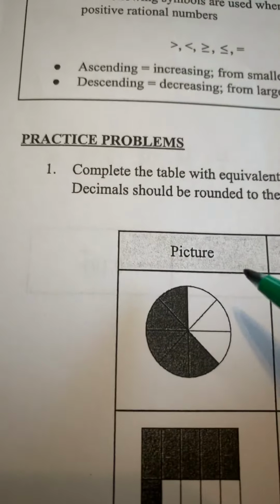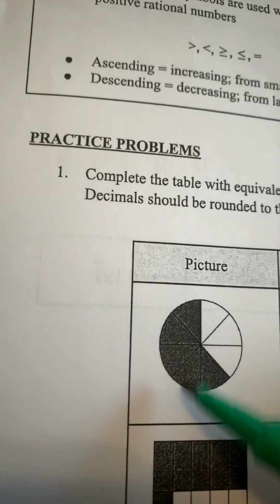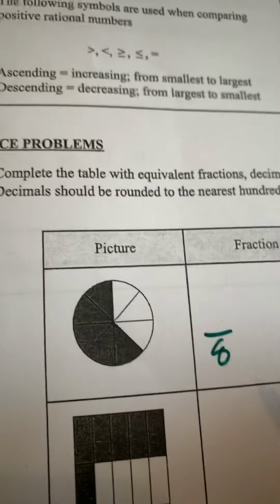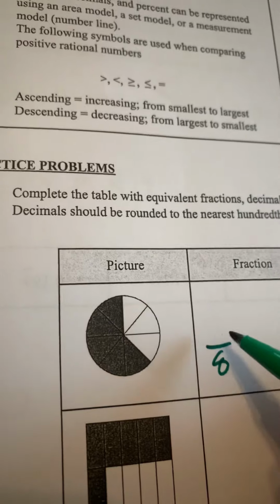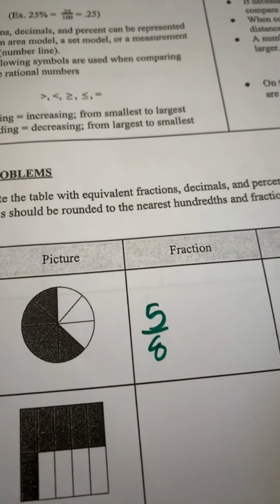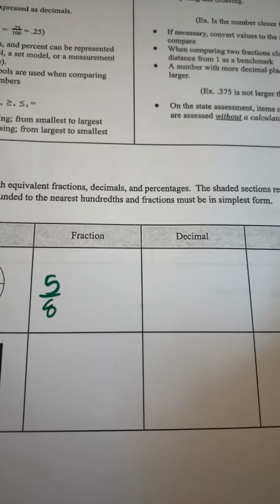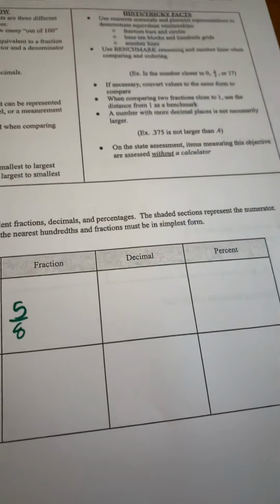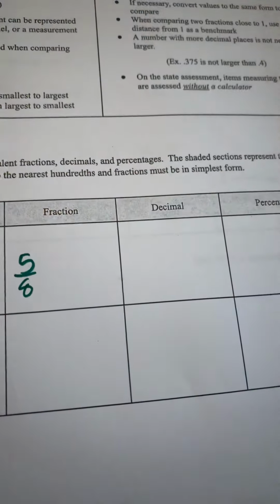All right, so here we go. If I look at this picture, first I need to count how many slices there are altogether. So 4, it's going to be over 8. Count the color, 1, 2, 3, 4, 5. So my fraction is 5 out of 8. Now I can make that a decimal, and I can make that a percentage. Okay? 5/8 should be one of those that you should have memorized. But if not, let's work it out.